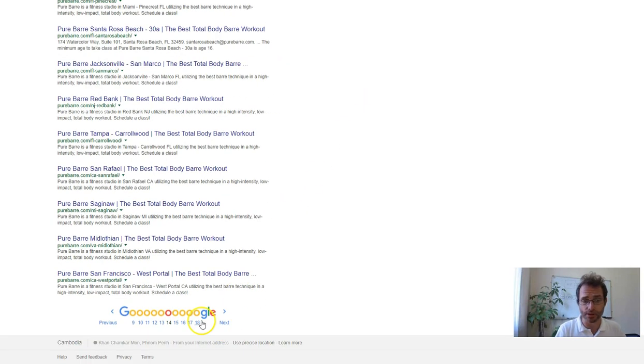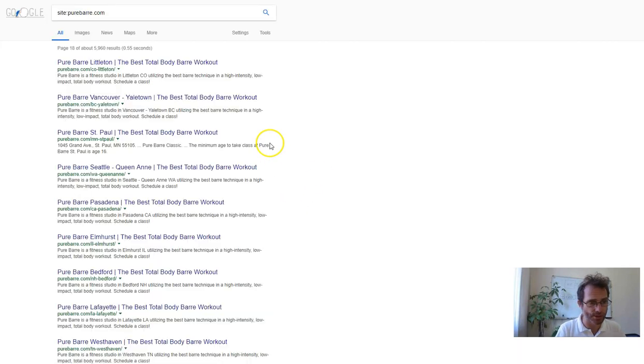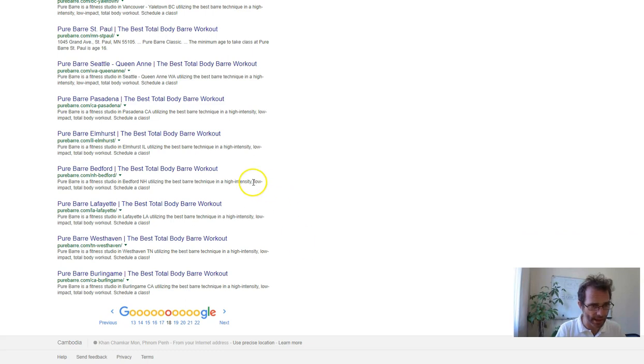So if you do introduce me to the marketing manager or CEO, I'll have a chat to them about how we can fix this, because each page looks very, very duplicate.